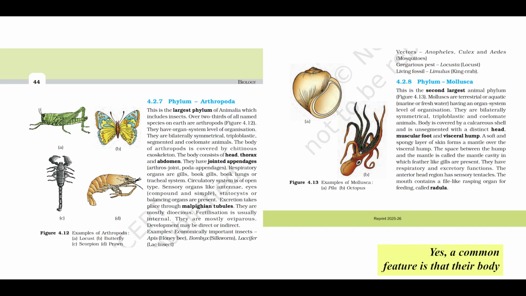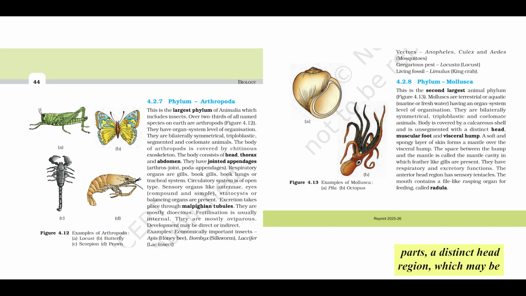Yes. A common feature is that their body is typically covered by a calcareous shell secreted by the mantle. This shell can be external, like in snails or clams, internal, like in squid or cuttlefish, or completely absent, like in slugs or octopus. Their body is generally unsegmented, unlike annelids or arthropods, and typically has three distinct parts.